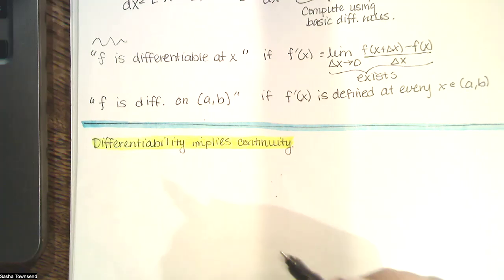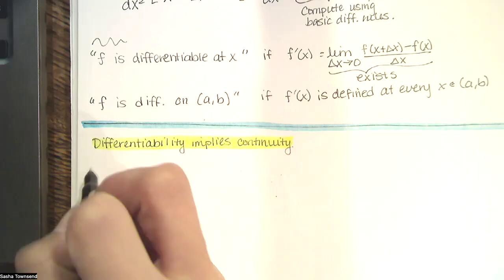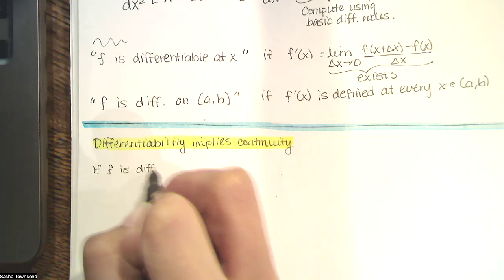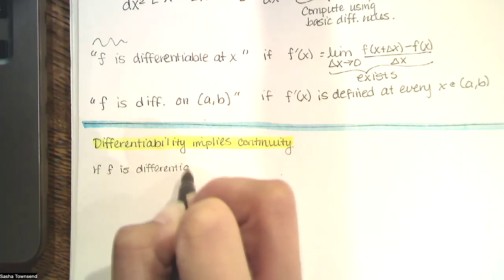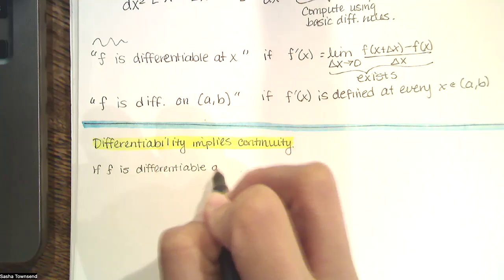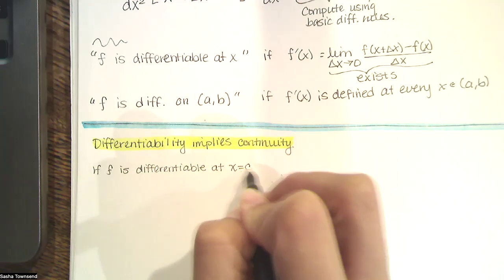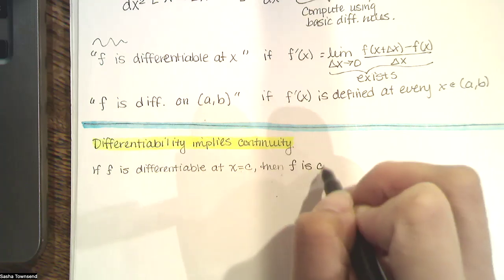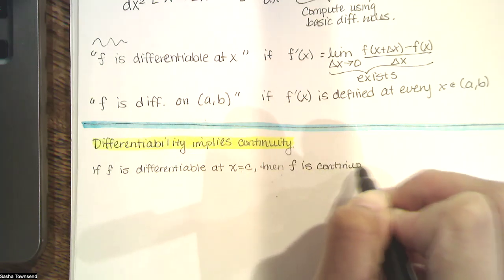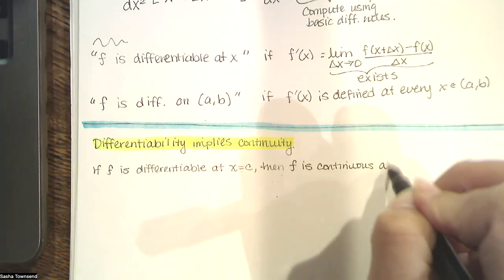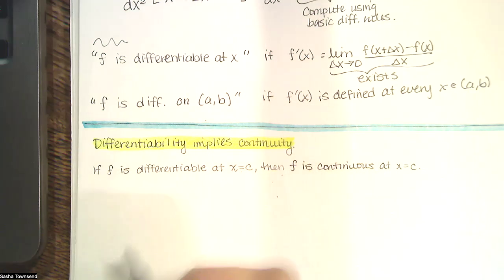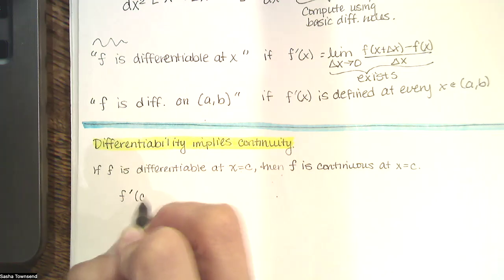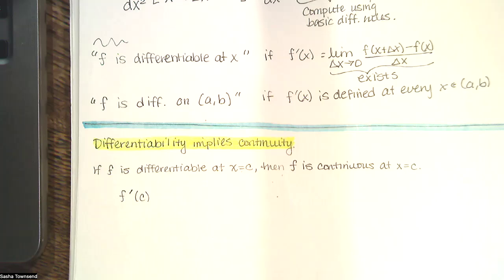When I say that differentiability implies continuity, I mean that if f is differentiable at a point, that is, if the derivative exists at, let's say, x equals c, then f is continuous at x equals c. And it's relatively easy to see this. So we're saying f is differentiable at x equals c. That means that f prime of c exists.